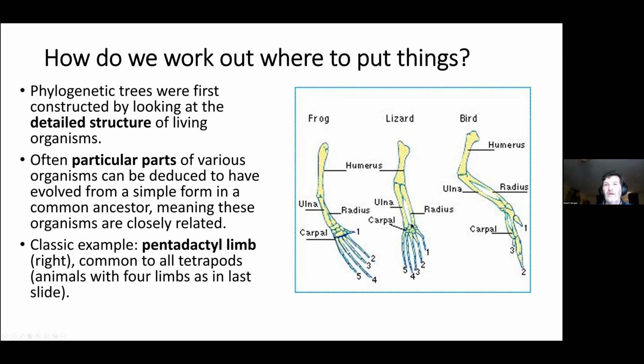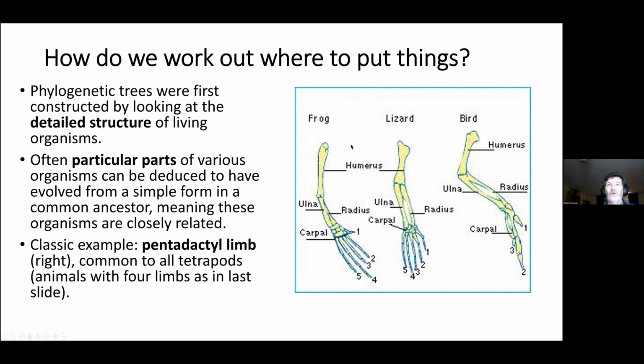And one of the classic examples of that is what's called the pentadactyl limb, where you've got the same type of limb in frogs, in lizards, in birds, and indeed ourselves. And it's common to all what are called tetrapods, all organisms that have got four limbs. They've got a similar type of structure, but the proportions have greatly changed. If you look at a bird, for example, they've got these very long carpal bones, which are the bones of our wrist, which form the end part of the bone in the wing.